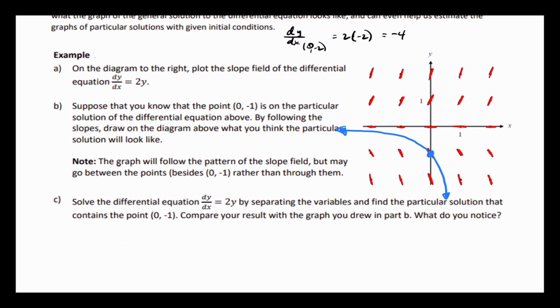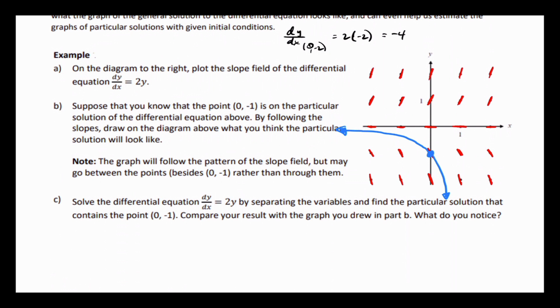You just follow the directions. I'm not going to cross a line. I'm not going to cross this way because the slopes here are 0. A slope of 0 means you flatten out. So if it flattens out at the x-axis, I can't cross it. The graph will follow the pattern of the slope field, but may go between points.